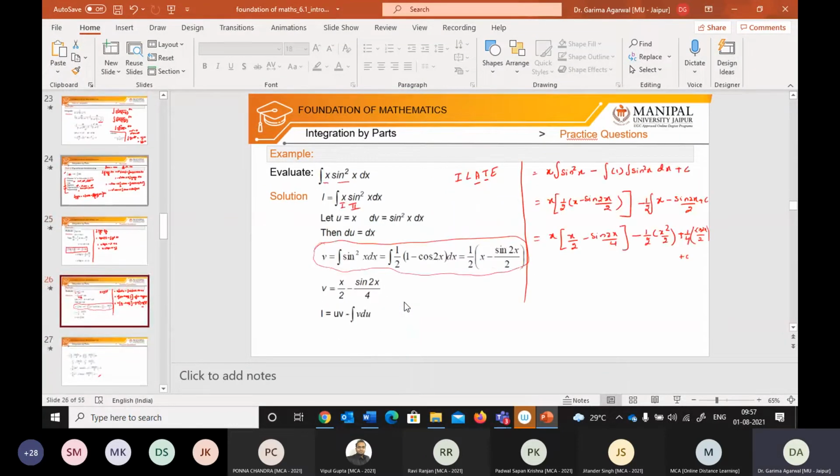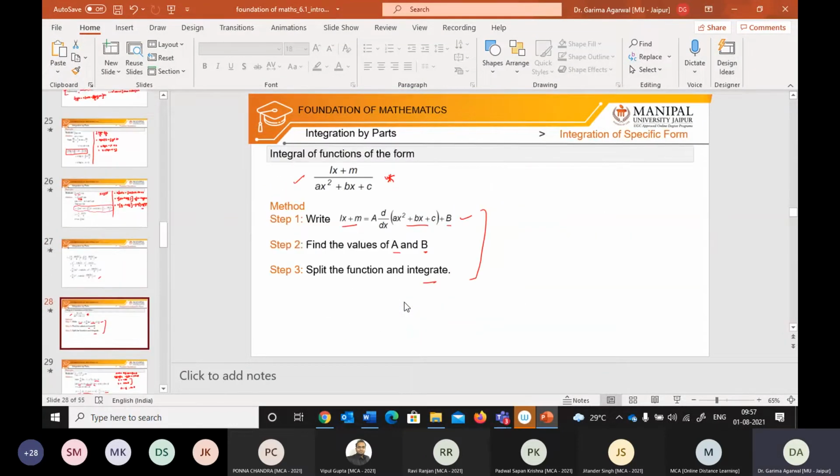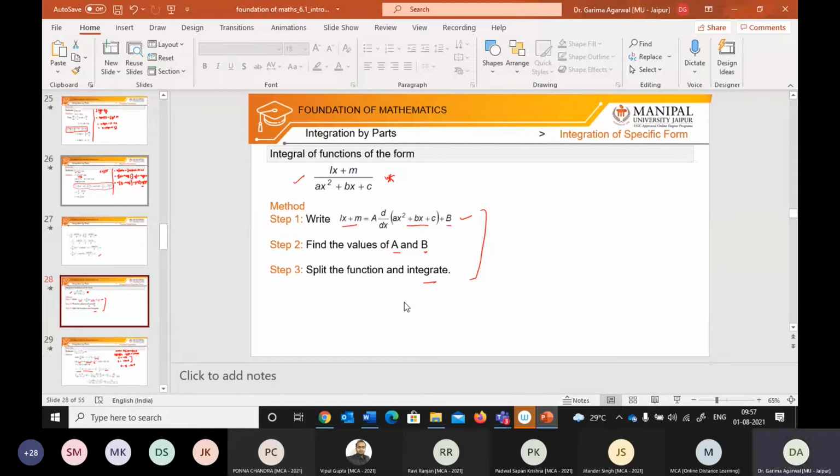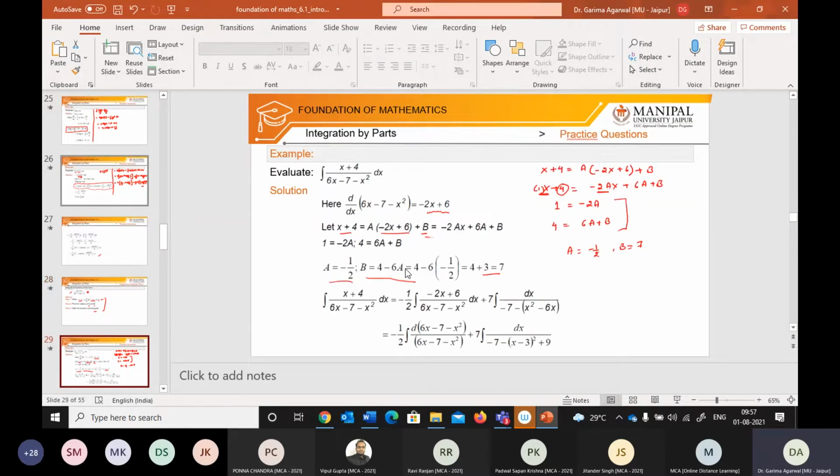These are a few examples based on integration. Then we have discussed a few standard forms of integration, that is (Lx + m) upon (ax square + bx + c). First of all, we need to rewrite this term in this manner. Then we need to find the values of a and b. Then we split and integrate the function.